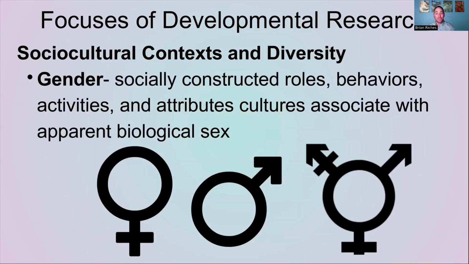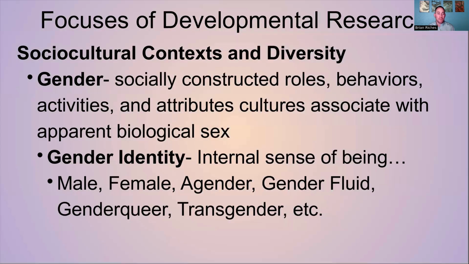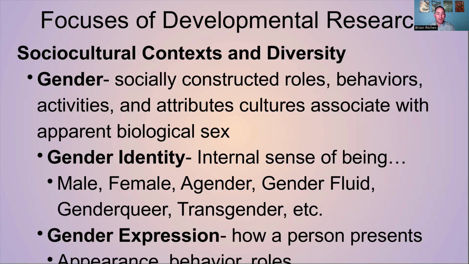All right, gender is another thing that will come up quite a few times in the book and in the class. We'll have a whole section on gender identity development. So gender is the socially constructed roles, behaviors, and activities, and any kind of attributes that any given culture associates with any particular biological sex or their apparent biological sex. So gender identity itself is a person's sense of being male, female, agender, gender fluid, gender queer, transgender, all the different varieties of gender. The gender identity is how you feel that you are. And then gender expression is simply how they present. Do they conform to roles that other people expect?